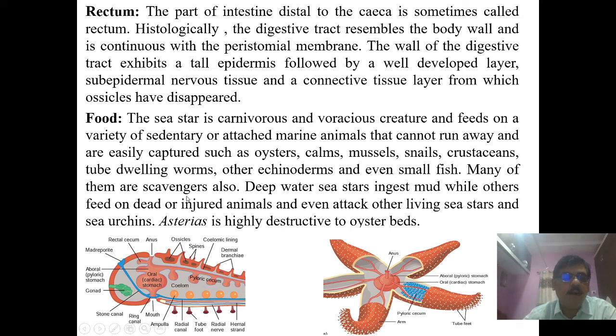Many of them are scavengers, means feeding on dead and decaying organisms. Deep water sea stars ingest mud, while others feed on dead or injured animals and even attack other living sea stars and sea urchins. Asterias is highly destructive to the oyster beds. Why? Because it mainly feeds on oysters or the bivalves that are important for the pearl industry.